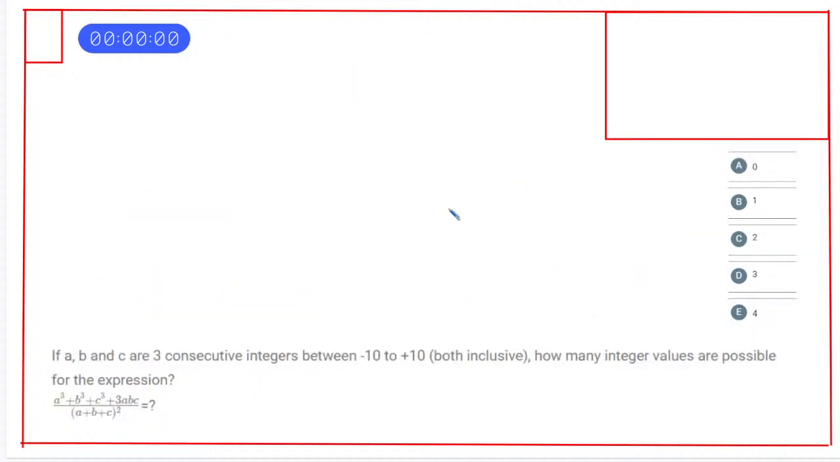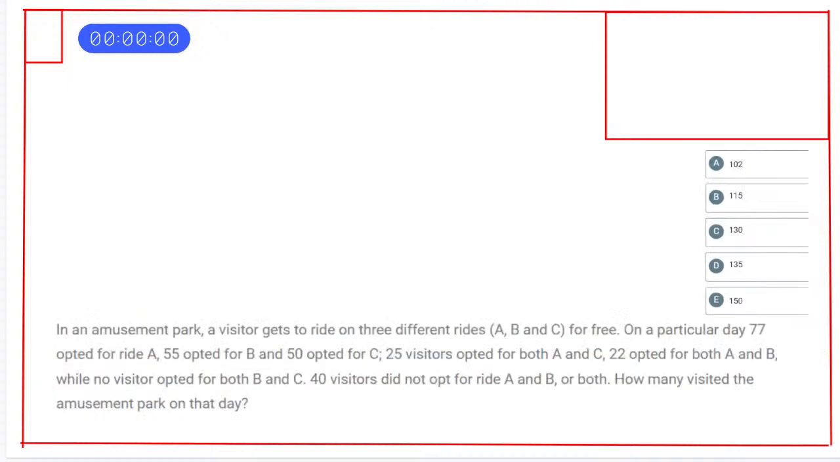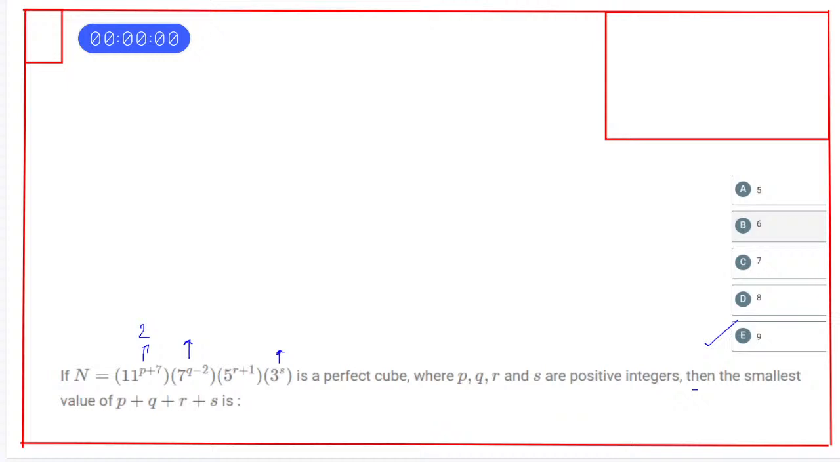I guess one question was there. This question is for your homework. Try this question, you can solve it as homework. And we have already covered these two questions. You can comment the answers for these three questions.